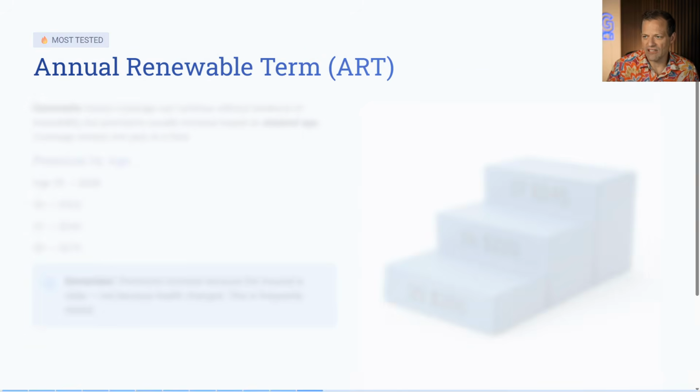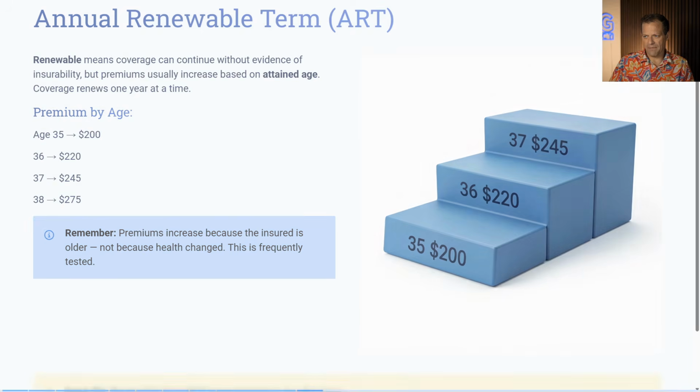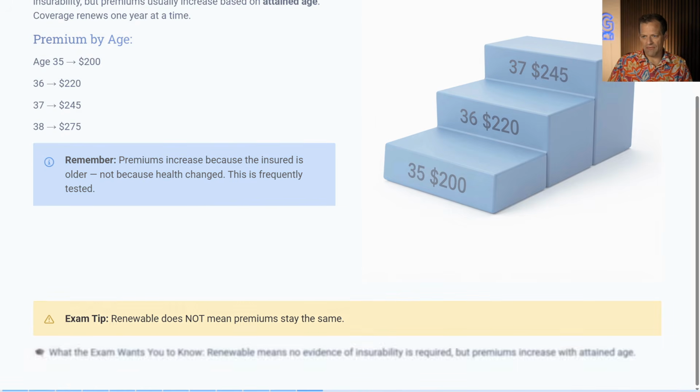Okay. So let's talk about ART, annual renewable term. Renewable means that the coverage can continue without evidence of insurability, but premiums usually increase based on attained age. So, for example, in this chart, let's say you pick it up at 35 at $200 a month. Well, then each successive age older you get, it's a little bit more expensive. Okay. So there's no level term premium lock like what we talked about originally. So the key thing to remember here is premiums increase because the insured is older, not because of health change. Okay. So again, renewable does not mean premiums stay the same. And understand renewable means no evidence of insurability is required, but premiums do increase with attained age.